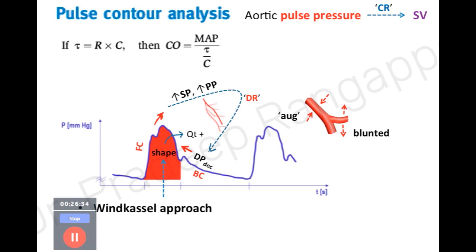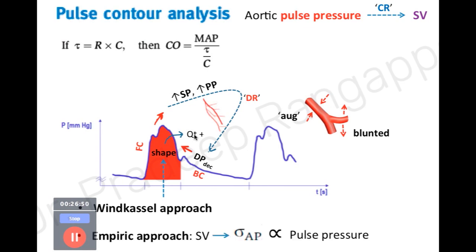Which means the use of, say, vasopressors or vasodilators will have a bearing on your cardiac output, because that will alter the shape of this curve and the area captured under the curve, and that will have an influence.